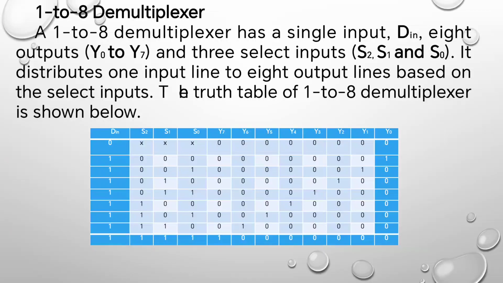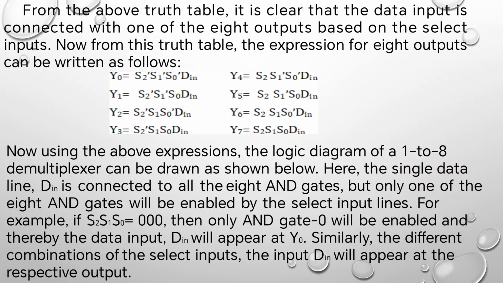So we can see here how many inputs there are as well as how many outputs we are getting. Everything is displayed here. From the above truth table, it is clear that the data input is connected with one of the 8 outputs based on the select inputs. Now from this truth table, the expressions for the 8 outputs can be written as follows. So here the outputs will be written like this.